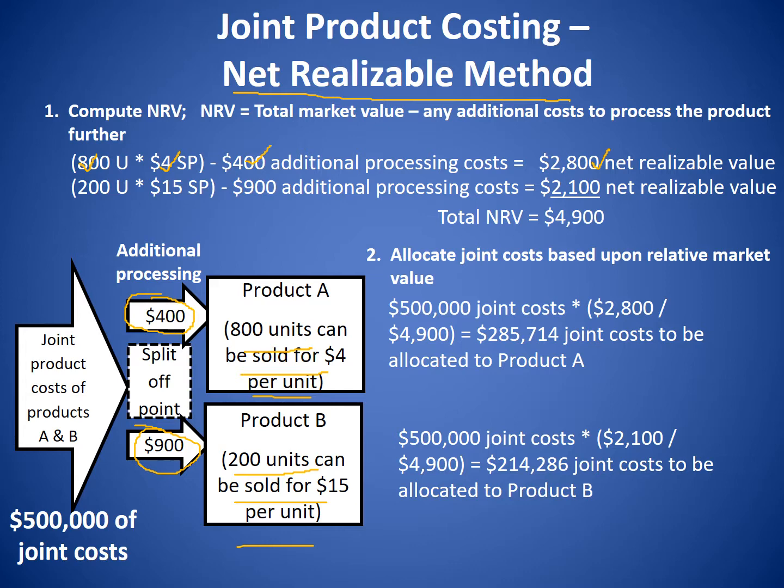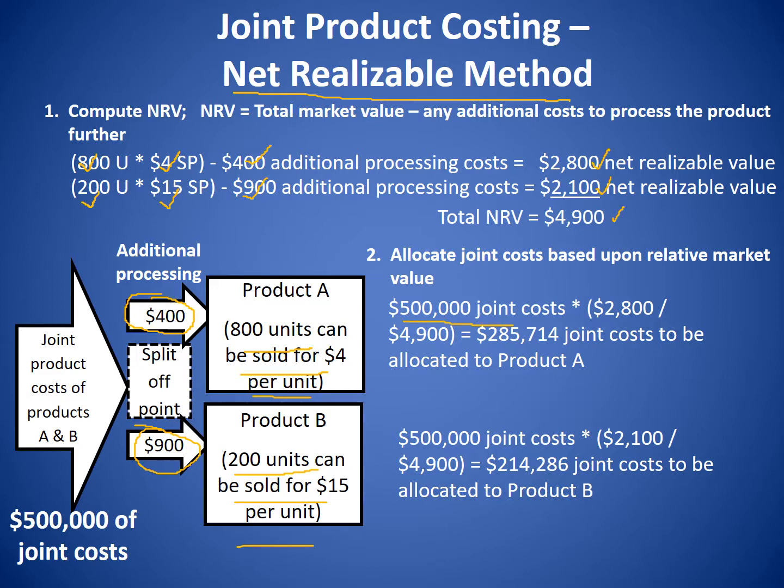We do this also for product B. We take 200 units of product B times the $15 selling price. From that quantity, we subtract $900 of additional processing cost, which means we have $2,100 of net realizable value. If we add both of those amounts together, we end up with $4,900 worth of net realizable value, and that's how we're going to do our allocation.